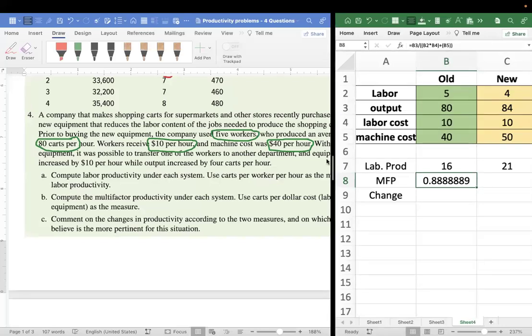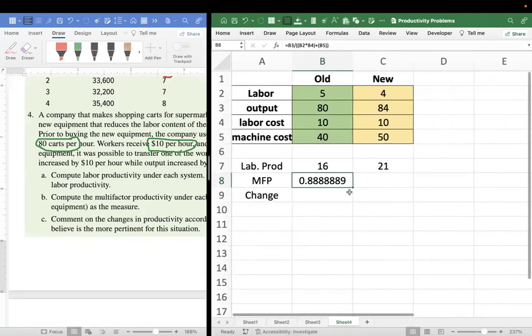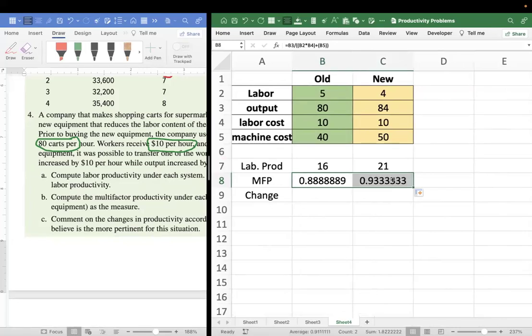And then if I drag it on this side, it will give me multi-factor productivity for this system, and that's 0.93. So that's our multi-factor productivity.